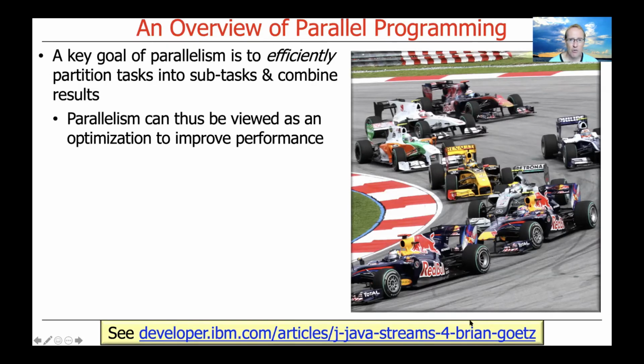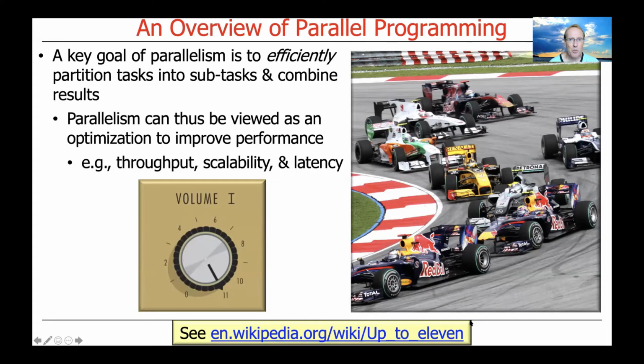And there's this great article, shown in the link at the bottom of this page, that talks about this whole concept of parallel computing as an optimization to make things work better. And the things we're typically trying to optimize from a performance point of view include throughput, scalability, and latency. These are three different dimensions of performance.